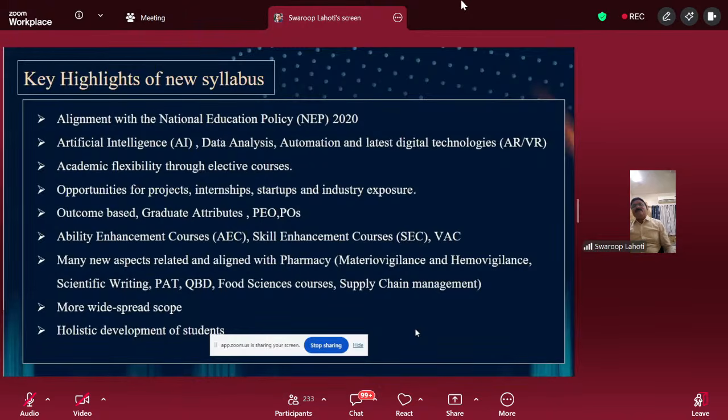But what happens after completion of your B.Pharm and M.Pharm? Many students go for data science. They go for different technological courses. Industries are there, technical industries are there.